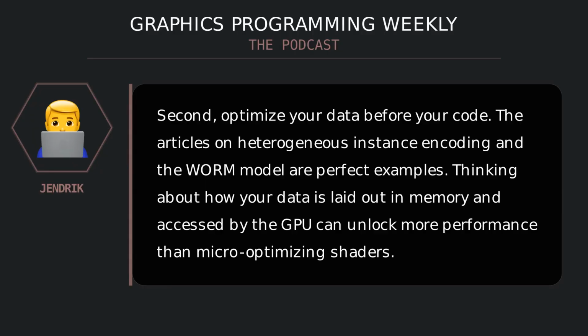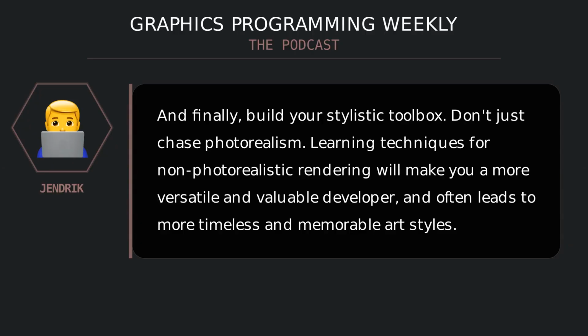Second, optimize your data before your code. The articles on heterogeneous instance encoding and the worm model are perfect examples. Thinking about how your data is laid out in memory and accessed by the GPU can unlock more performance than micro-optimizing shaders. And finally, build your stylistic toolbox. Don't just chase photorealism. Learning techniques for non-photorealistic rendering will make you a more versatile and valuable developer, and often leads to more timeless and memorable art styles.